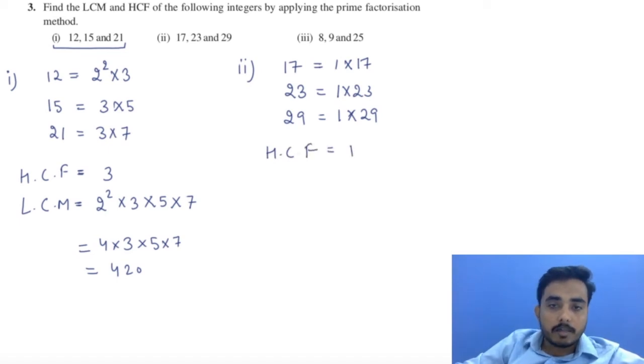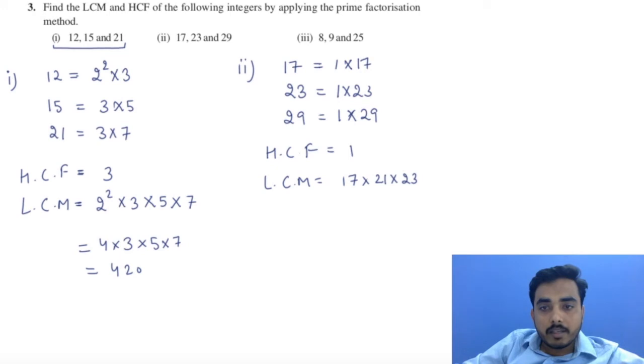So the HCF is only 1, and LCM will be 17 into 23 into 29. Okay, so this will be 17 into 23 and into 29 will be 11339. So the LCM is 11,339.